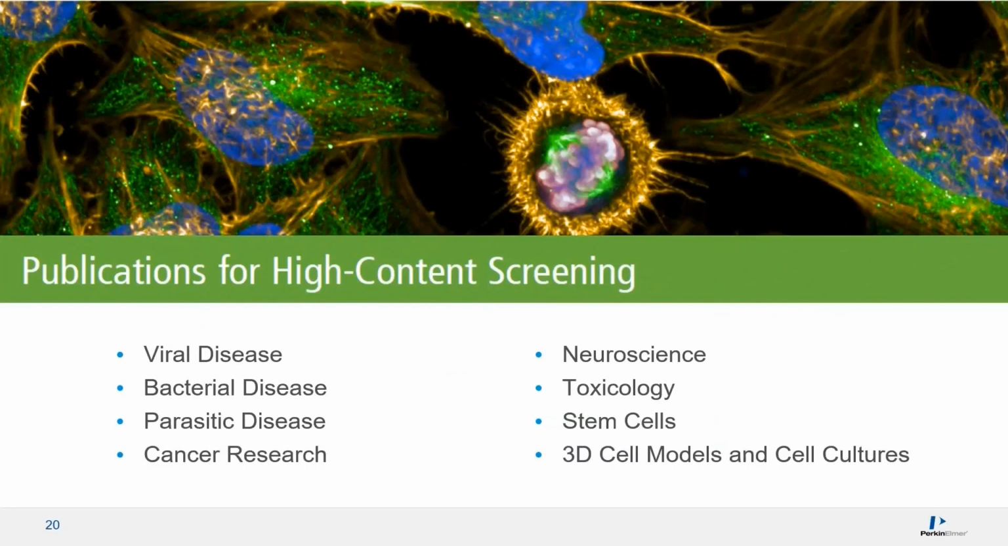The productivity achieved with PerkinElmer high-content imaging systems can be exemplified by more than 1,000 publications between 2010 and 2019. The list of publications is available online and categorized by applications or research areas according to the imaging system used.